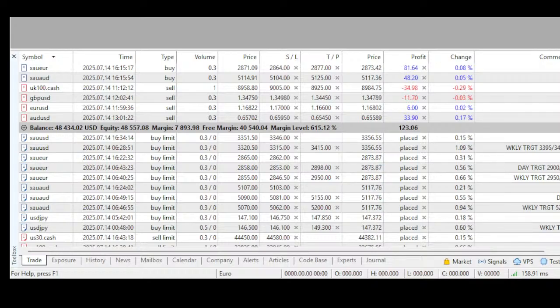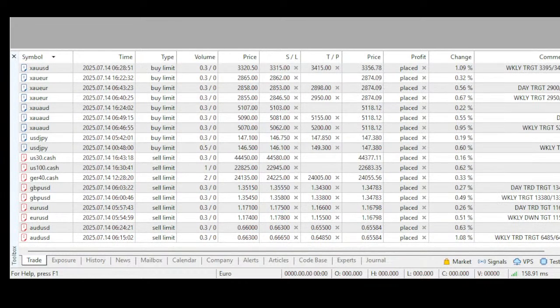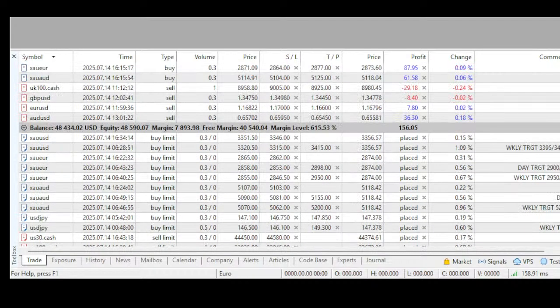So we are waiting for other orders to fill. For the Dow and Nasdaq, we have not given any target. I think we also have an Aussie buy limit. So as of now, we will be staying with the trade.